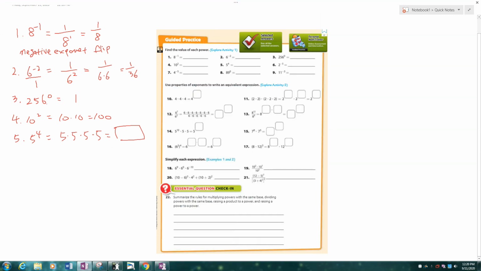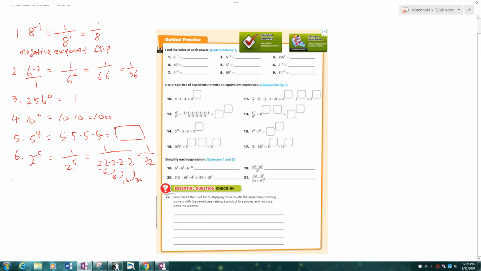All right, moving on to number 6. Number 6 is 2 to the negative 5th power. That means the flip, so 1 over 2 to the 5th power, or 1 over 2 times 2 times 2 times 2 times 2. I have 5, all right. So 2 times 2 is 4, 4 times 2 is 8, 8 times 2 is 16, 16 times 2 is 32, so I'm going to write 32.